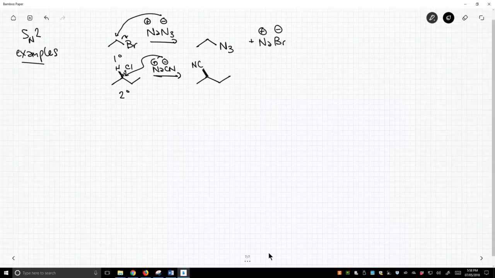Note I'm going to turn around my NC because the carbon is what's attacking, not the nitrogen. So we get inversion of stereochemistry. And that is another SN2. Let's look at another reaction.